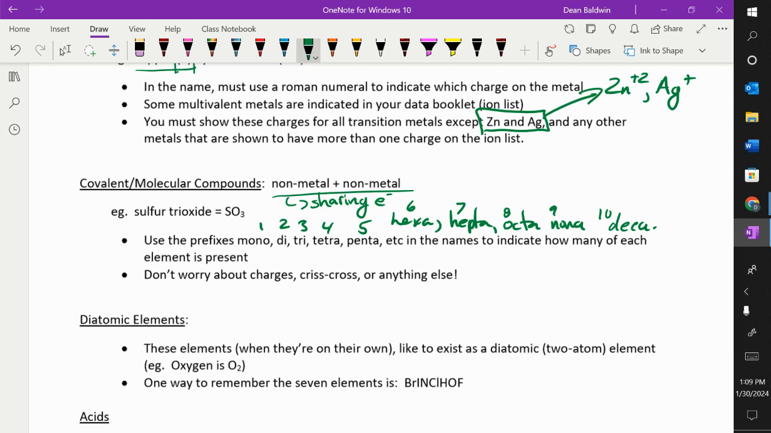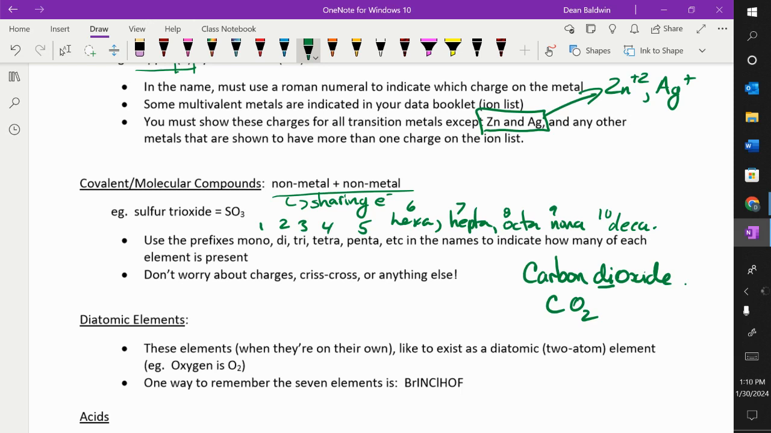So basically, if you say sulfur trioxide, 3 oxygens. If I say carbon dioxide, there's a carbon, there's 2 oxygens, CO2. You don't have to worry about the charges when you're naming covalent compounds. And you don't use the word mono in front of the first one. So you don't say monocarbon dioxide, you just say carbon dioxide.